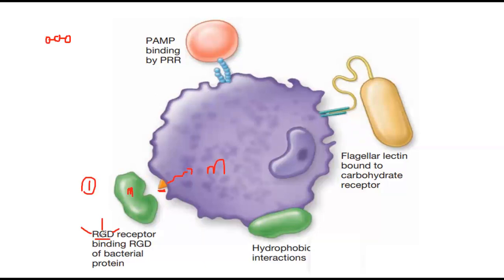So these are known as the RGD receptor. Again, I tell you, R stands for arginine, G stands for glycine, and D stands for aspartate. Okay, these are amino acids present in the protein.